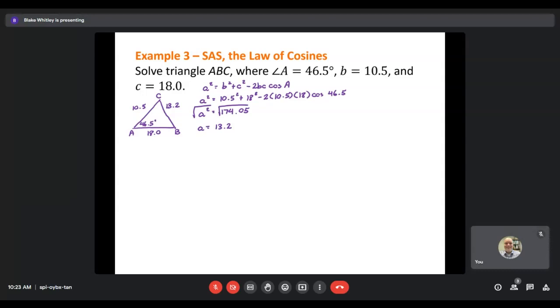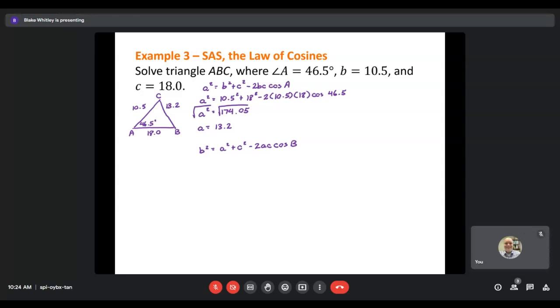All right, now once I know all three of my sides, we still need to know two of the angles. Again, I'm going to use law of cosines one more time. And it really doesn't matter which of your angles you want to find. I'm going to go with angle B in this case. So we'll say b squared equals a squared plus c squared minus 2ac times the cosine of angle B.